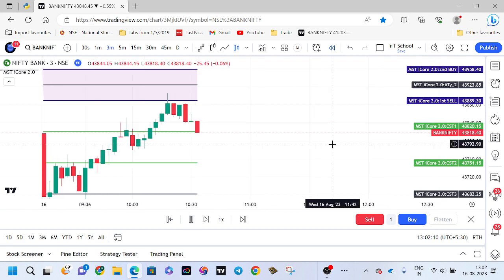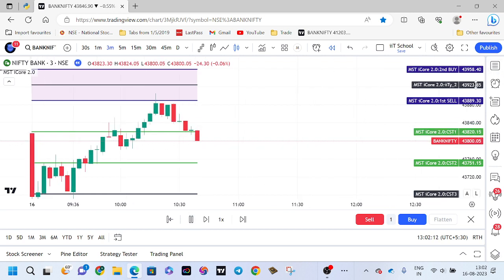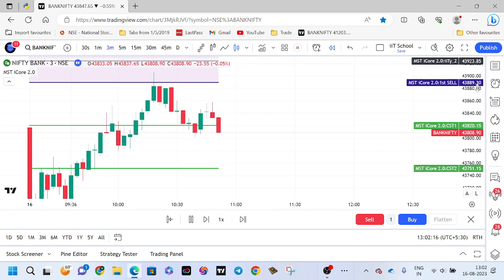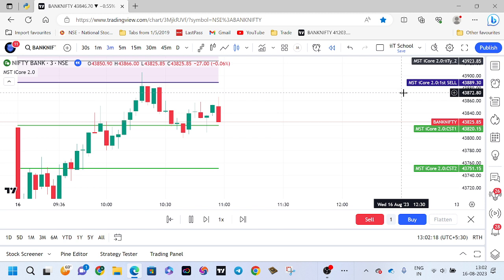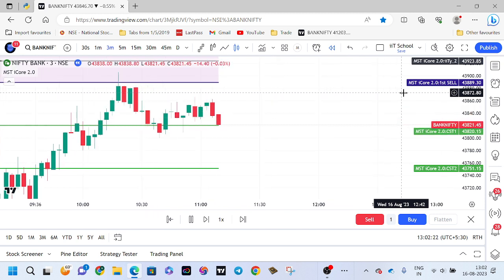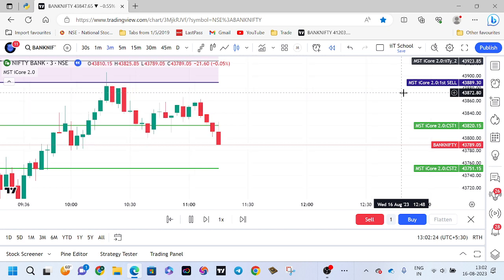I am waiting for the target. Yeah, first target perfectly hit. First target perfectly hit. Second target, we are waiting. If the market is coming down, we will be booking the second target also.